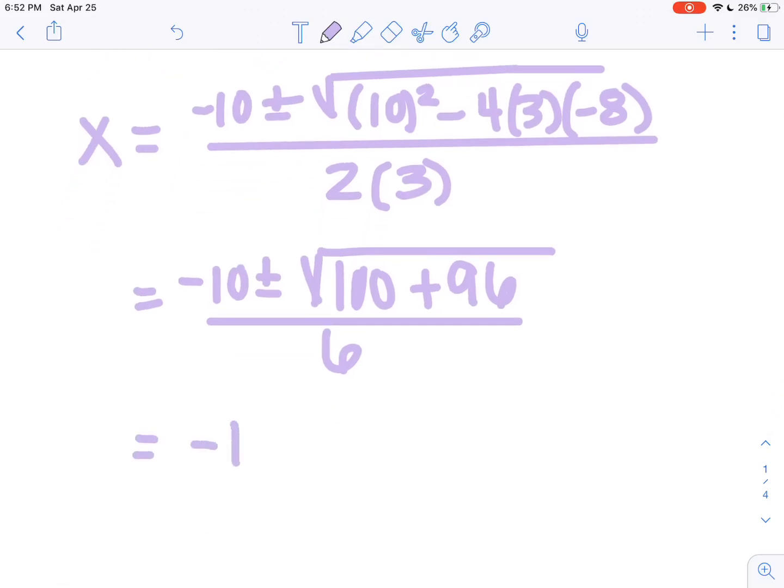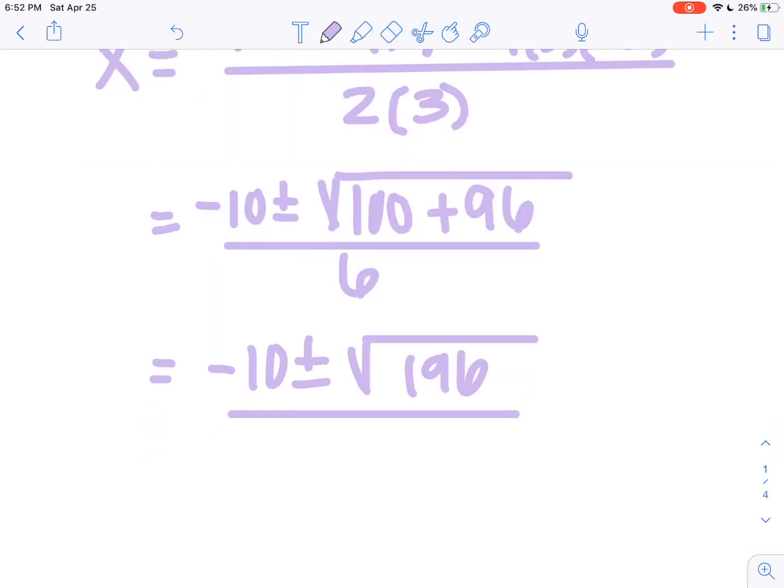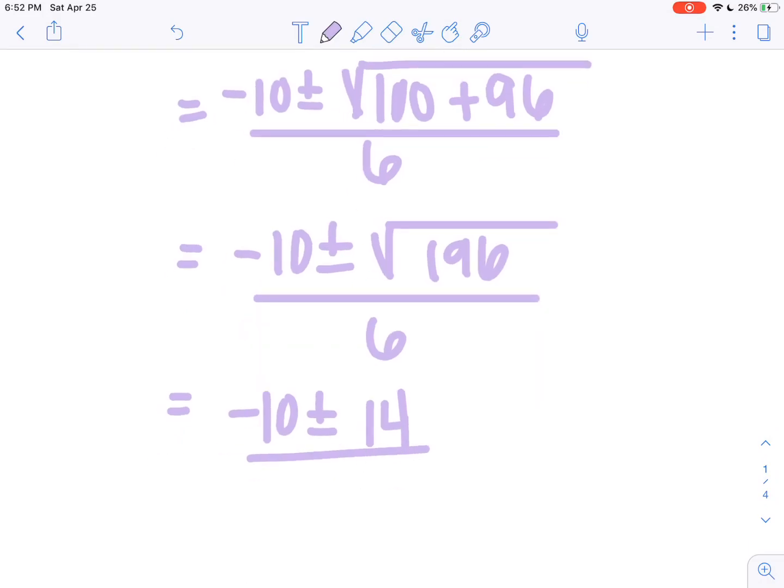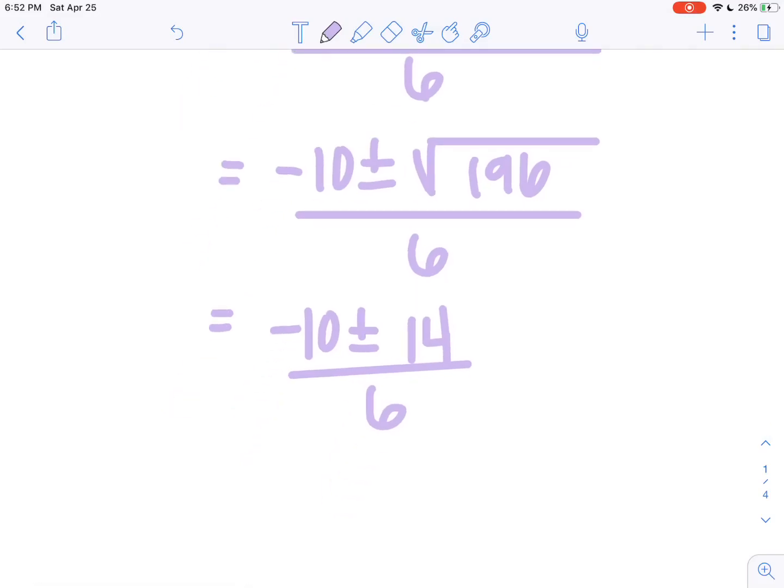I'm going to keep combining what's inside of the radical. So that's 196 all over 6. Well, I want to have my answer be as simplified as possible. I see that 196 is a perfect square, so always check to make sure, is that a perfect square or not, or can that radical be simplified? So the square root of 196 is 14 over 6. So all of these are like terms, so the 10 and the 14 can be combined, which means I need to calculate my 2 answers.